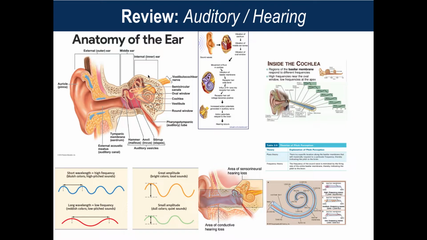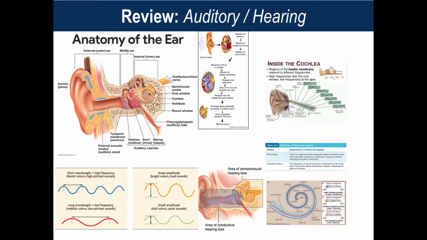And then it reaches the inner ear, where we have the semicircular canals and the cochlea, and this is where we do a lot of the interpreting of the sensation, right? So this is the sensation coming in, starting to be interpreted here into actual neural impulses that are sent to the brain.